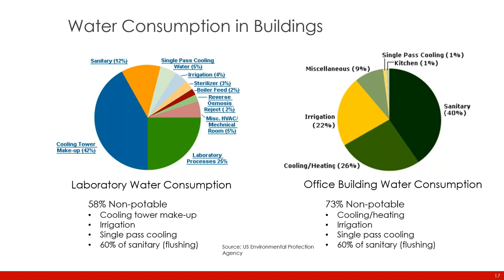Of the 73% non-potable, however, it appears that 60% of that non-potable usage is for flushing. We look at the laboratory water consumption, and we have 58% non-potable. The preponderance of that is cooling tower makeup, and then on the potable side, we have laboratory processes and things of that nature.